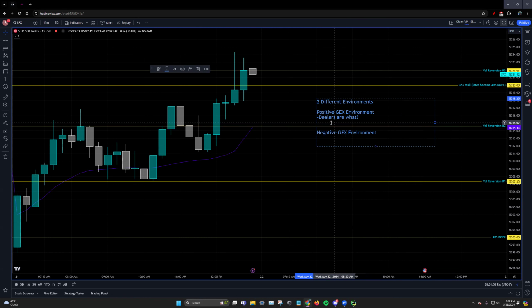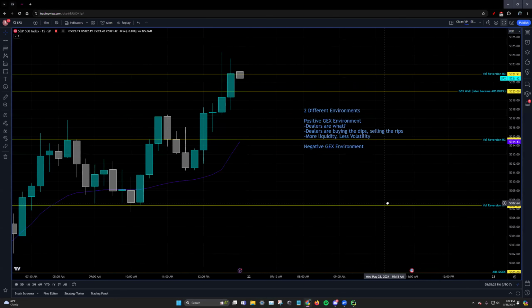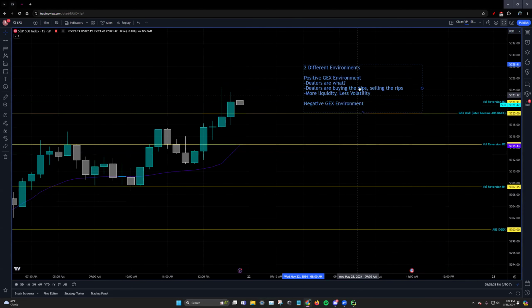I'm sure all the OGs here know, and I've said it a couple of times in the classes, but in a positive GEX environment, dealers are buying the dips, selling the rips. And what does that create? It creates more liquidity, less volatility. Does that make sense so far? That's just very basic GEX environment stuff. Let's scoot this up where there are no lines.